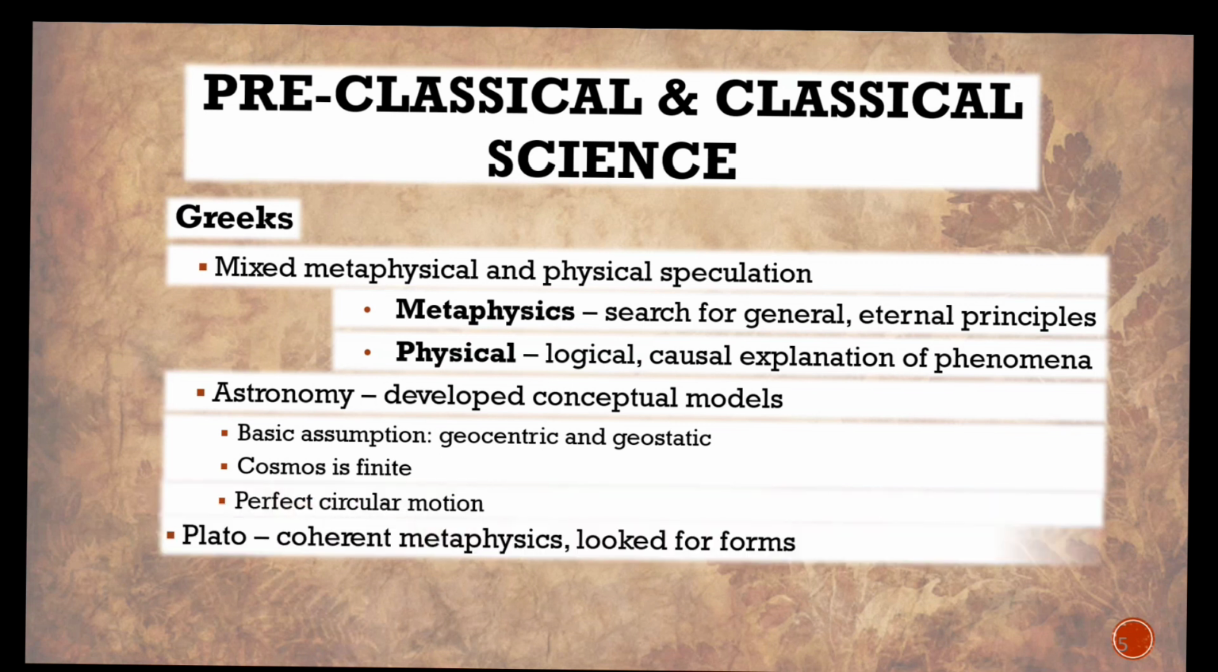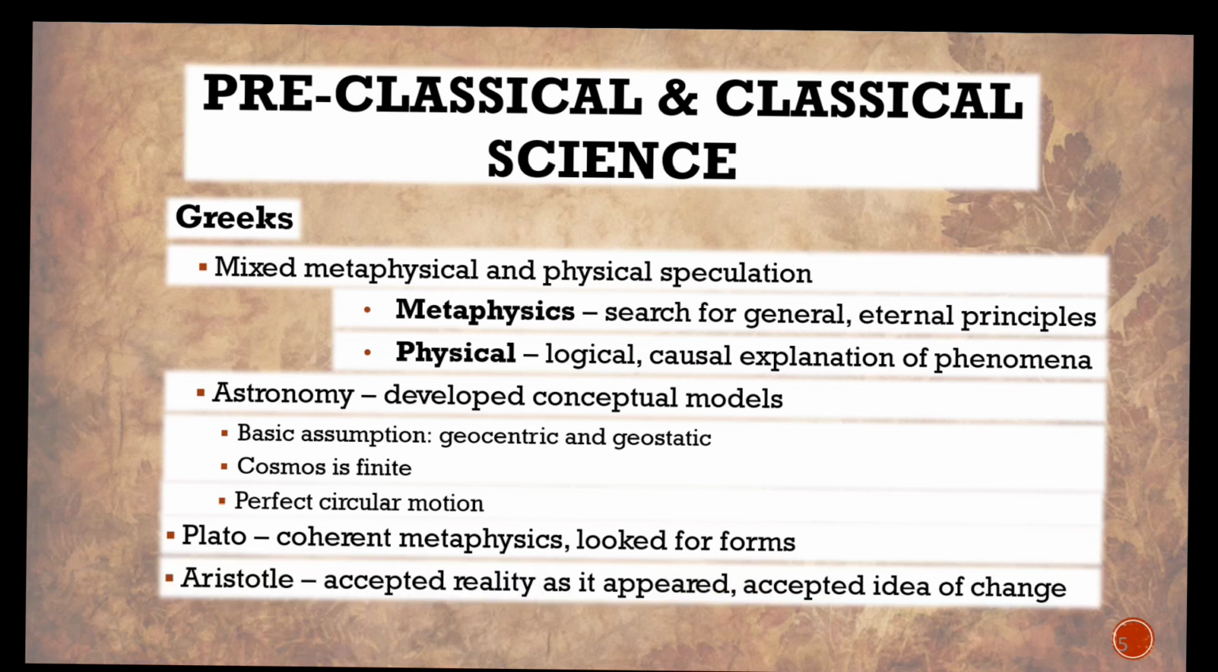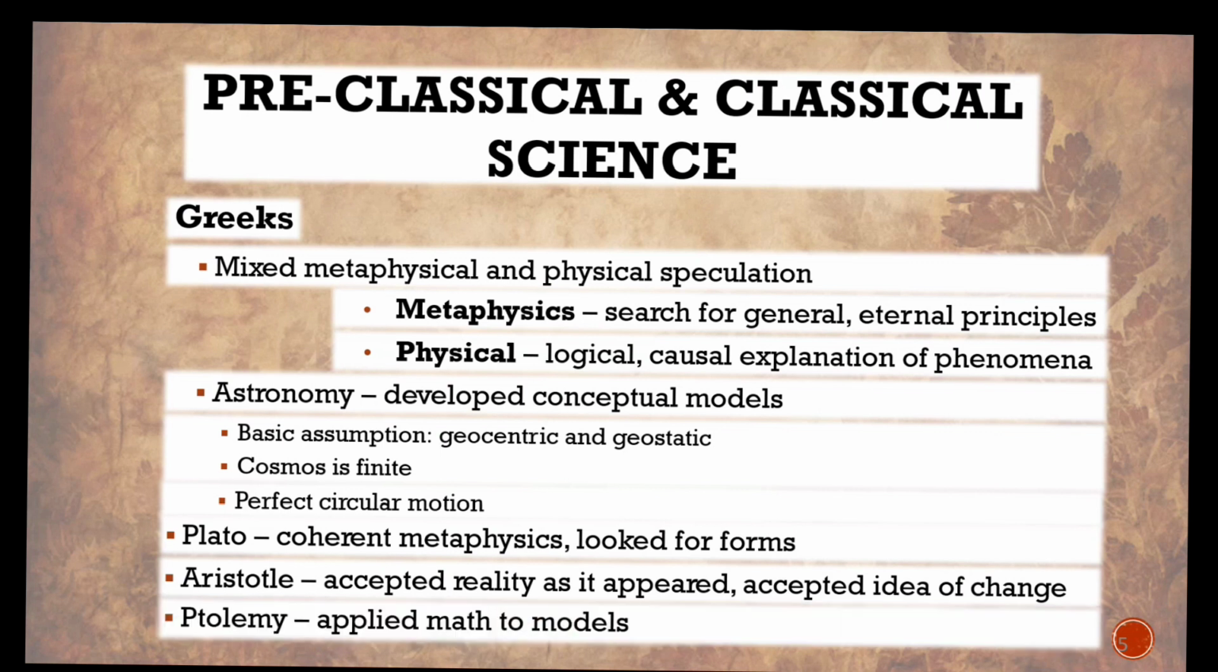Perfect circular motion, and then for the Greeks, we know Plato. With Plato, it is the coherent metaphysics and looking for forms. Aristotle accepted reality as it appeared, accepted the idea of change. And then Ptolemy applied math to models. Okay, so the important Greeks are Plato, Aristotle, and Ptolemy.